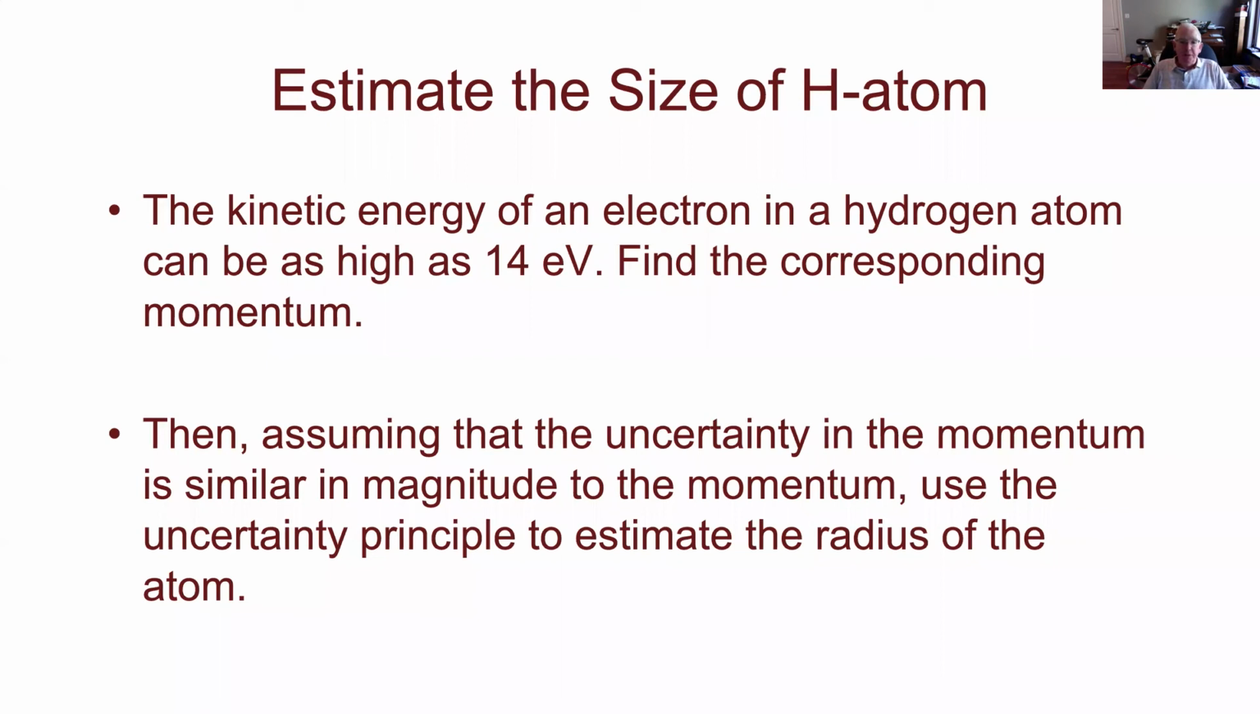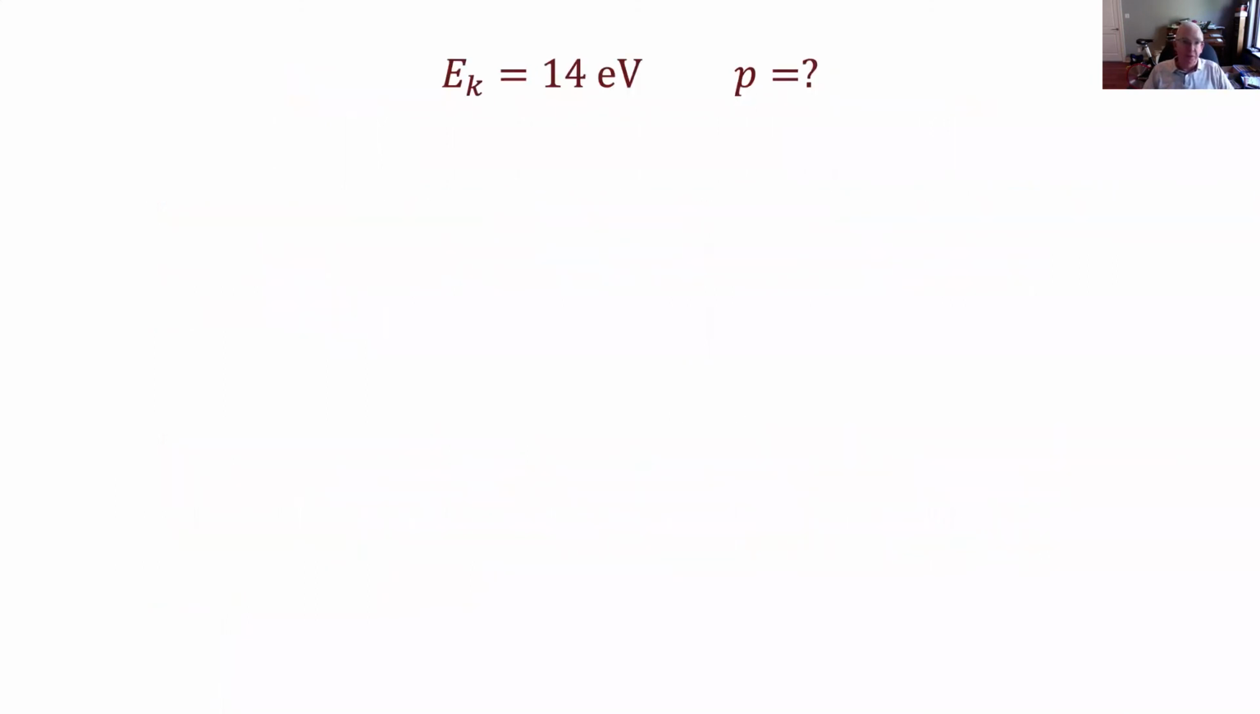Then I'm going to use the uncertainty principle to estimate the radius or the size of my hydrogen atom. It's a little bit of an unusual thing, but it will show us that we can, in fact, do some calculating with the uncertainty principle at times. So the first part is just to turn that kinetic energy into momentum, right?